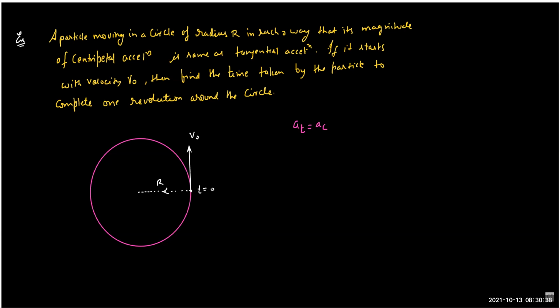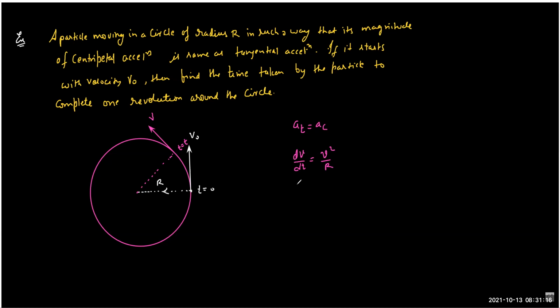Now AT we can write as dV by dt, and AC we can write as v square by r. So what we are writing is at any instant, not at t equals 0. So let's say after some time t, you are at this location and your velocity is v value. When we write the differential equation, we always write for the general case, not for the initial or final case. And from there we proceed.